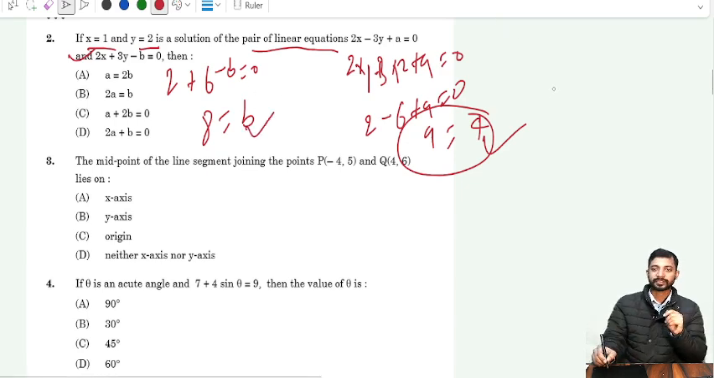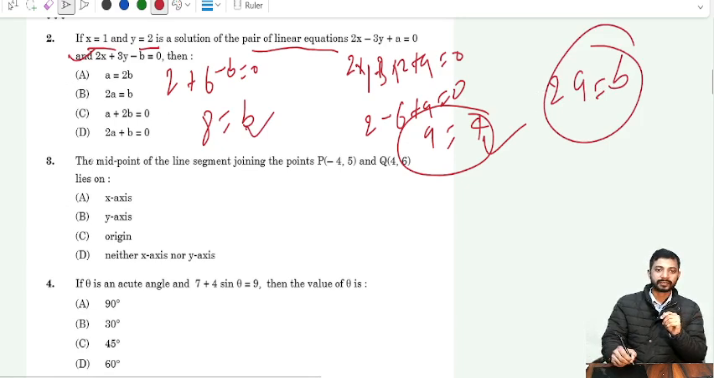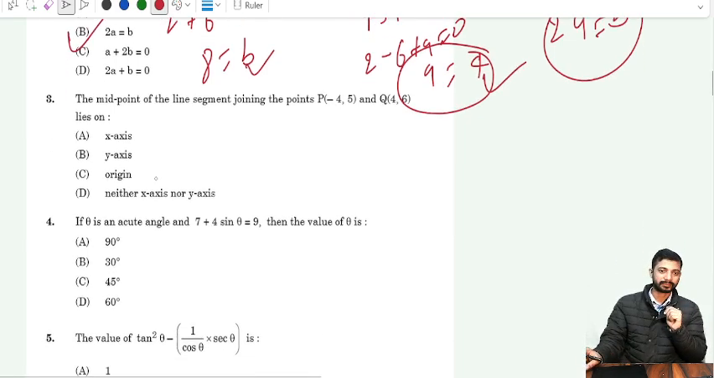So you can easily say 2 times a gives you b. Select the correct answer. In the given options, the correct answer is option B. It has been solved. Go for the next.